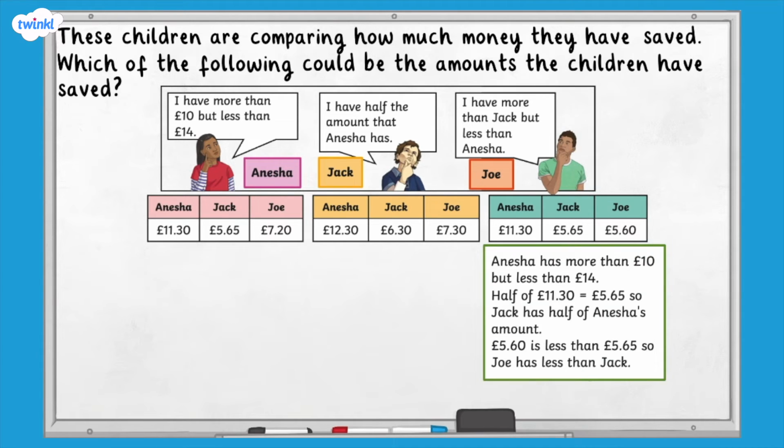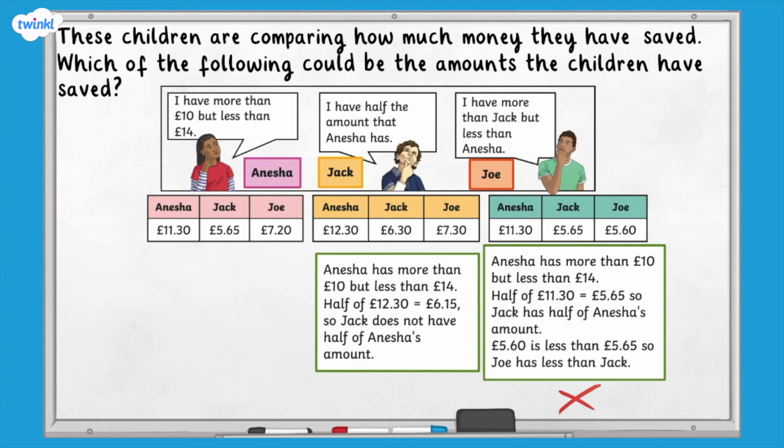Anisha has more than £10, but less than £14. Half of £11.30 is £5.65. So Jack has half of Anisha's amount. £5.60 is less than £5.65. So Joe has less than Jack. This is incorrect.